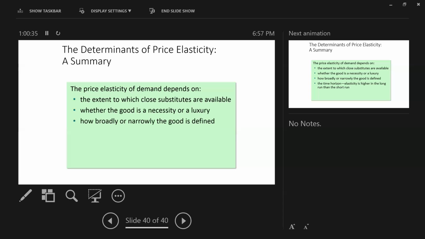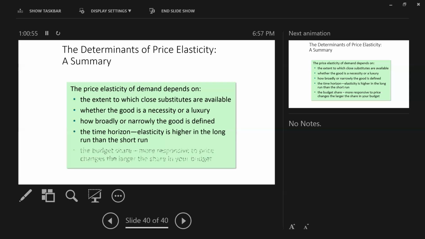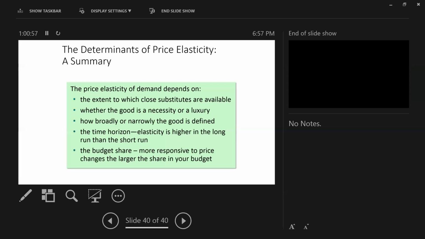Whether or not the good is broadly or narrowly defined. Are we dealing with blue jeans that have lots of substitutes? Or are we talking about clothing, which doesn't leave open the option of any available substitutes? Time horizons. Individuals can be more responsive in the long run. They're going to be more price sensitive in the long run than the short run. And last but not least, the share of the individual's budget. The more I'm spending on something, absolutely, the more sensitive I am to changes in price.